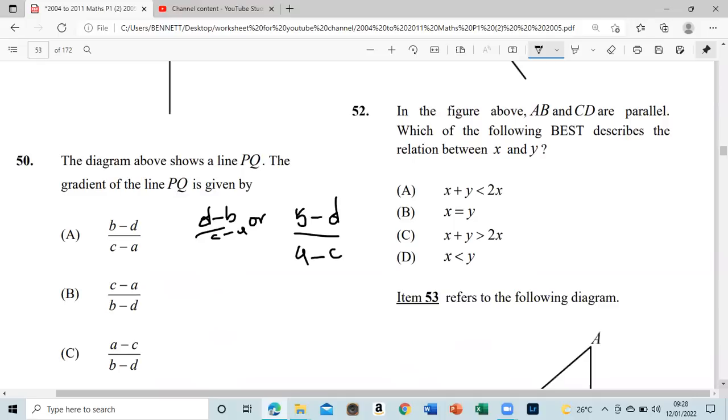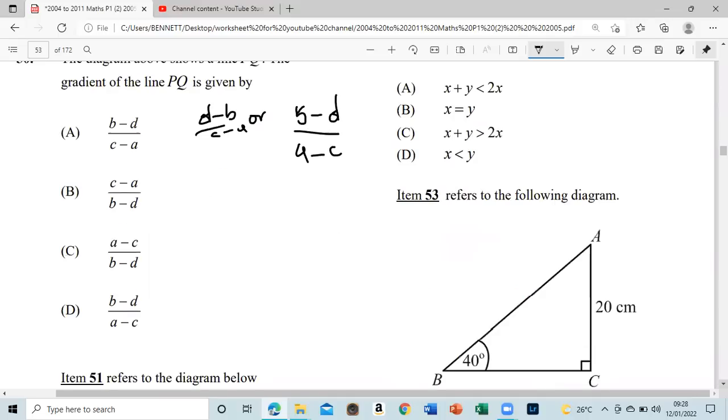Let me just go down now. B minus E, C minus E. C minus E, B minus E. Nope, B minus E. So that's D. You can get them a little bit tricky sometimes.